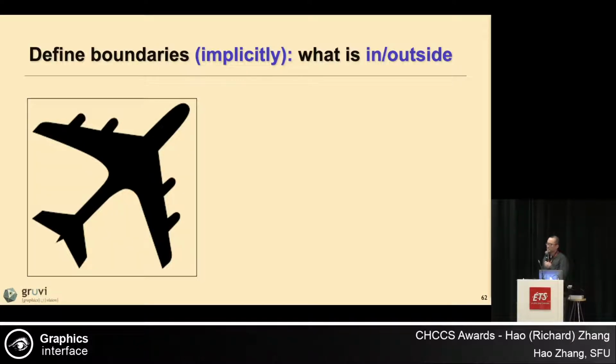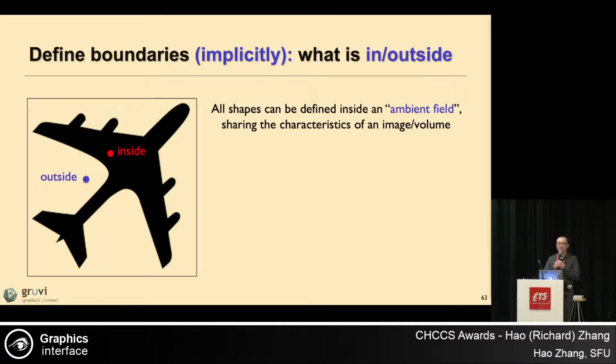Now, you can define shape boundaries in different ways. You can define them explicitly by just drawing the boundaries. You can also define them implicitly by specifying what's inside and what's outside. What's nice about this implicit representation is that the inside and outside are specified over an ambient field, and this ambient field shares much of the characteristics of an image or a volume.